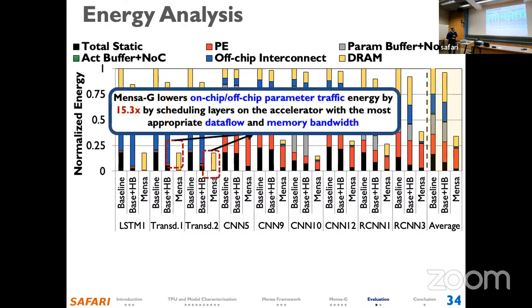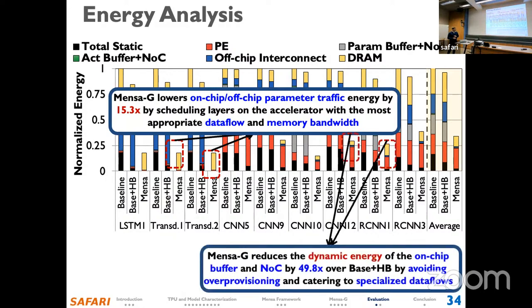So I'm going to draw some conclusions based on this plot. The first one is that MesaG is going to lower the on-chip and off-chip traffic by 15.3 times by properly scheduling layers to the accelerator with the most appropriate data flow and memory bandwidth. We are also going to reduce the dynamic energy of on-chip buffers and the NoC of the accelerator by almost 50 times compared to the baseline HTTP accelerator with high bandwidth memory, by avoiding the overprovision of the size of the processing element arrays and the size of the on-chip buffers.